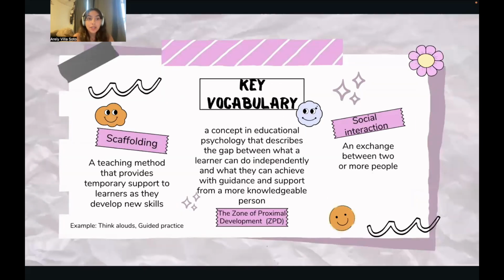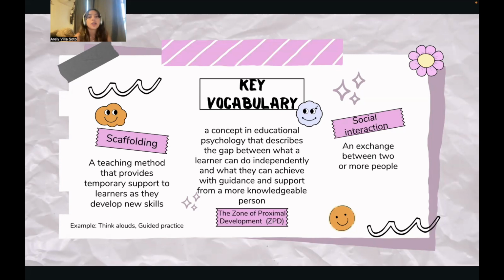So some key vocabulary is scaffolding, which is what a teacher does when you're trying to teach this lesson. It's a teaching method that provides temporary support to learners as they develop new skills. For example, think alouds and guided practice. You might have a student who is struggling a little bit, so you do whole group questions and whole group think alouds where people are just brainstorming. It's just to give that support to develop new skills.